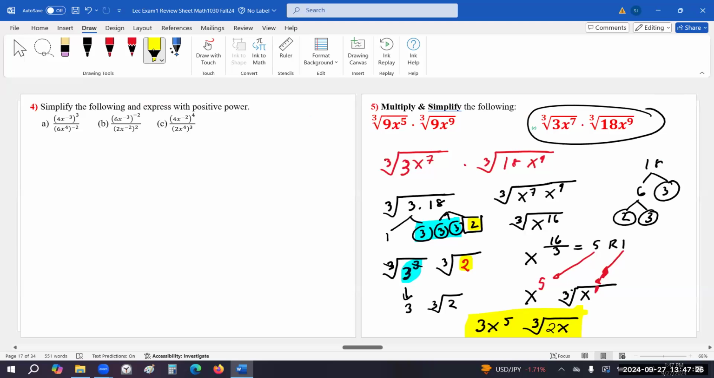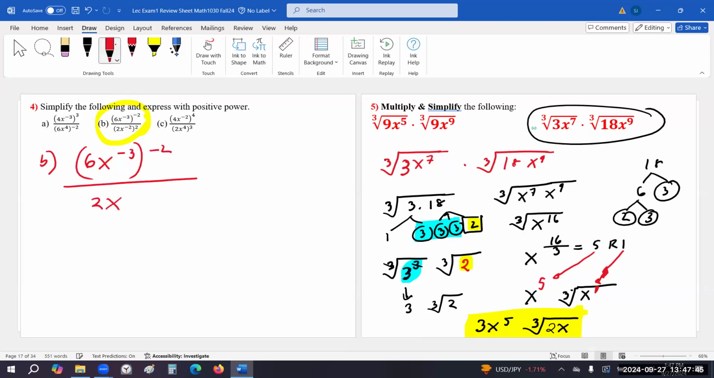Any question on this? What's to be here? 6x to the negative 3 with the negative 2. 2x to the negative 2 with the positive 3. So our goal is to simplify everything here.